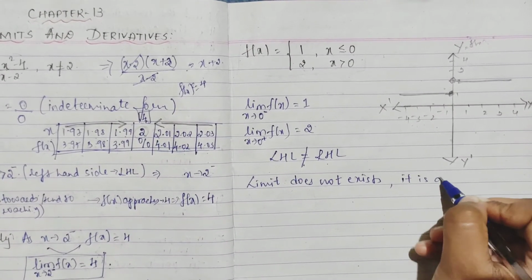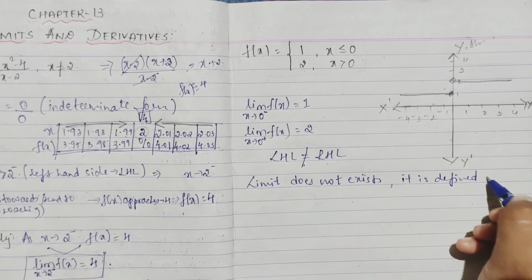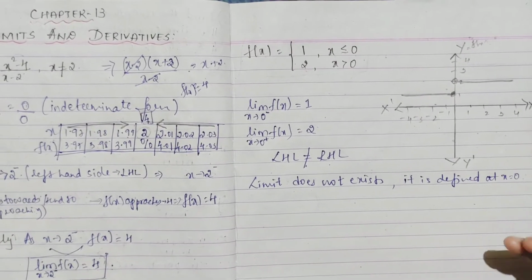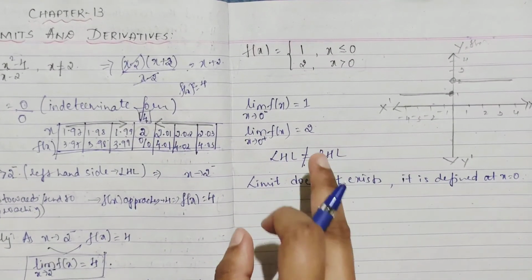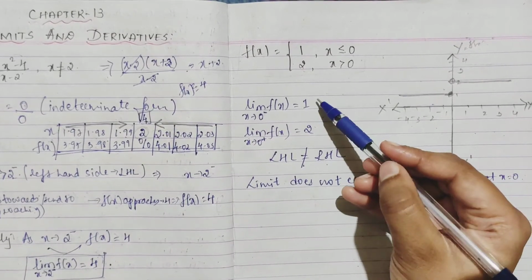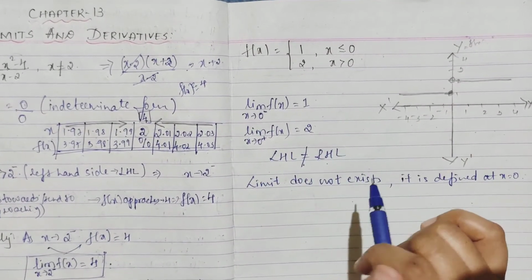It is defined at x equal to 0, which means you are getting a value, but the limit doesn't exist. Why? Because your left hand and your right hand limits are not equal.